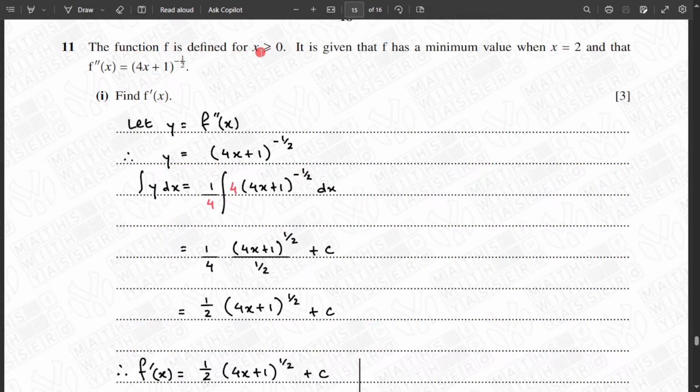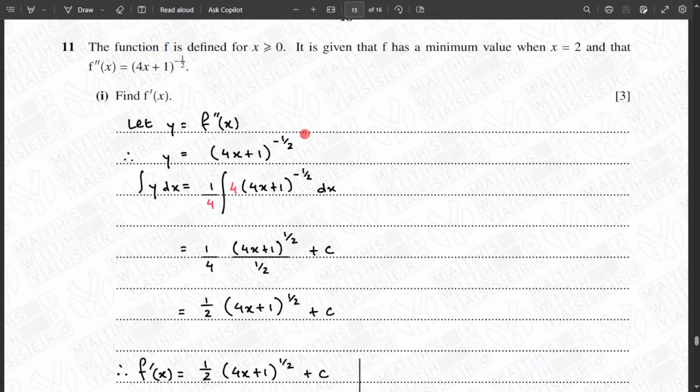Question number 11. The function f is defined for x greater than or equal to 0. It is given that f has a minimum value when x equals 2, and that f double prime x is equal to (4x plus 1) to the power minus half. So f prime x: let y equal f double prime x. So y is equal to (4x plus 1) to the power negative half. So integrating y with respect to x is equal to 1/4.